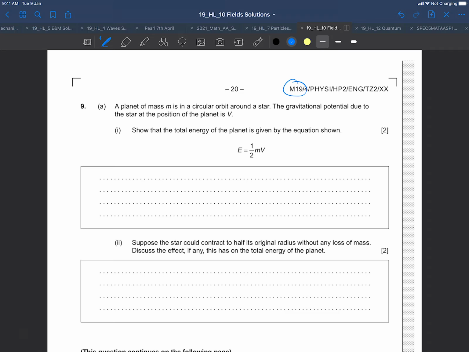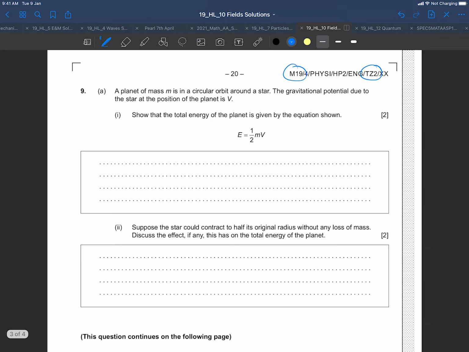Okay, then we're moving on to May 19 time zone 2, and the topic 10 question was also on, well, the first one was on gravity. Next one is electric fields. So we have a planet in a circular orbit around a star. Gravitational potential at the position of the planet is V. Remember, V is minus GM of whatever is being orbited, what's creating the field, divided by the distance to the point you're looking at. Show that the total energy of the planet is given by that. Now, one that's really good to remember is total energy is half the gravitational potential energy.